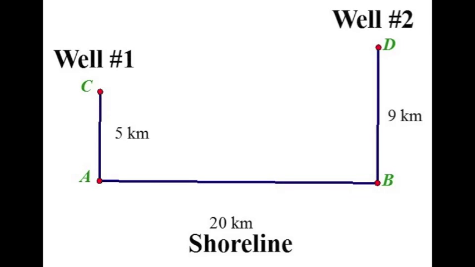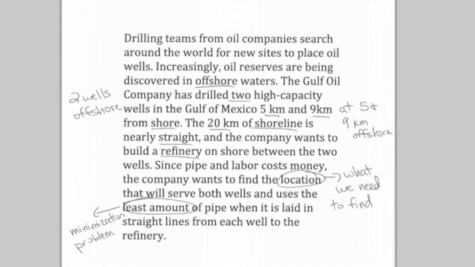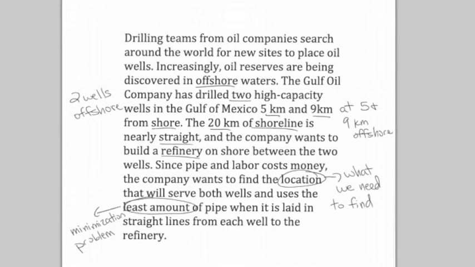Then the text goes on to say that they have drilled 2 high-capacity oil wells in the Gulf of Mexico, and they introduce the numbers 5 and 9 from the shore and the 20-kilometer shoreline. So we might begin to visualize these 2 oil wells in the middle of the ocean. One is 5 kilometers out and the other is 9, and then there's a 20-kilometer shoreline between them. We need to locate a refinery on the shore between the 2 wells, but we don't have any restrictions yet. We could mathematically represent the 2 wells and the given distances, and we could construct our own models and representations based on our interpretation of the problem so far.